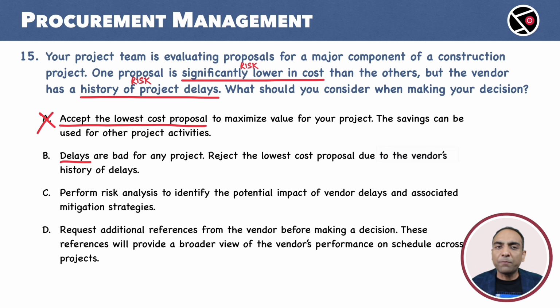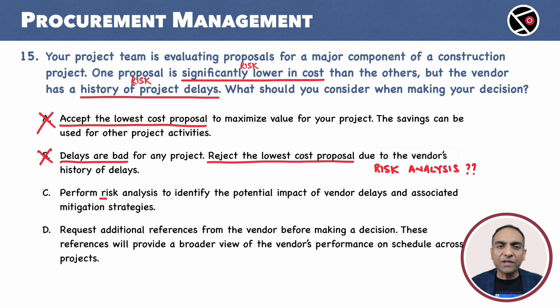B. Reject the lowest cost proposal due to the vendor's history of delays. Delays are bad for any project. Delays are indeed bad. The project team has to assess the cost of the delay. The risk associated with the delay has to be analyzed before any action is taken. Rejecting the proposal is quite extreme without understanding the situation. We can safely drop B.